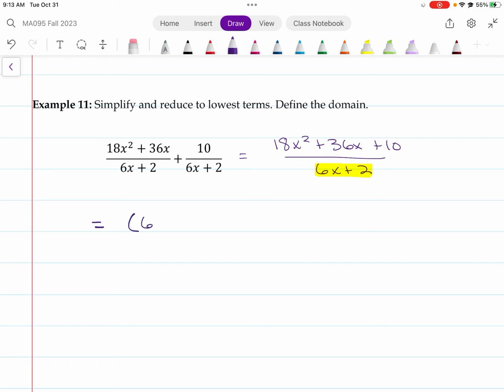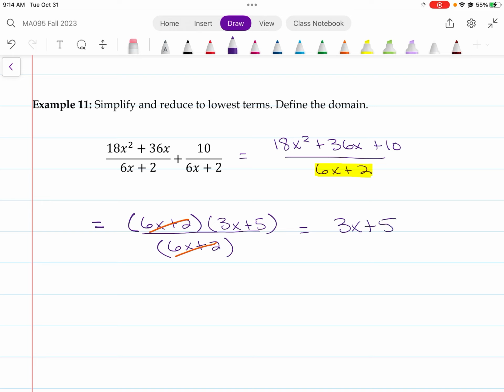All right, so hopefully you saw that you got 6x plus 2 when you factored this, and 3x plus 5. And that is all over 6x plus 2. All right, so the 6x plus 2 cancels out, and you are left with an answer of 3x plus 5.